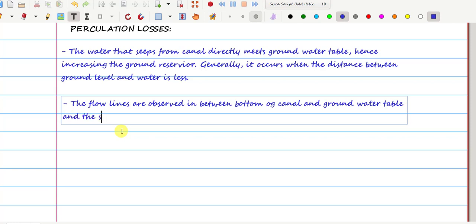and the soil in this zone is completely saturated.